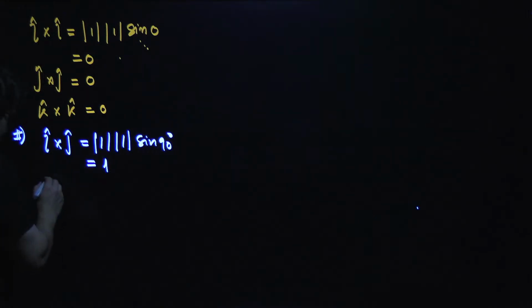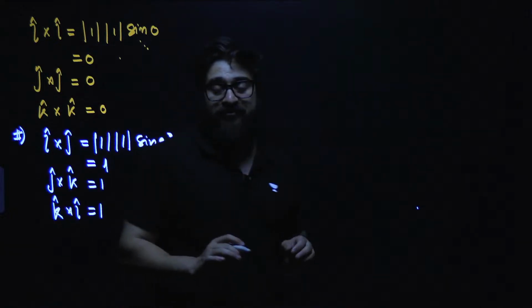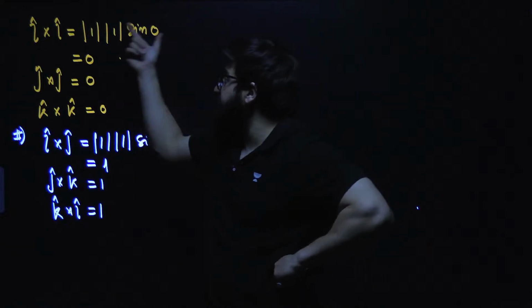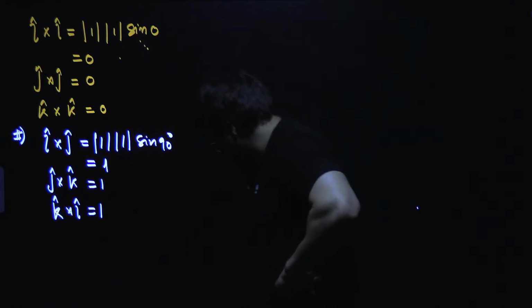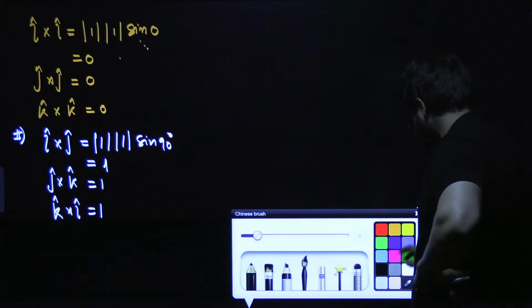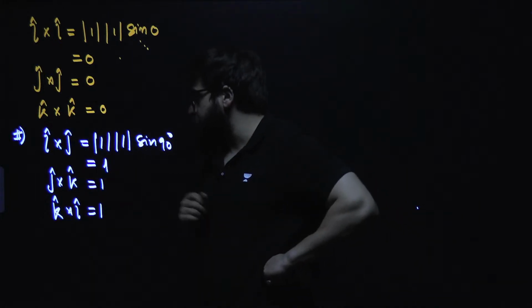And similarly, J cross K is also 1. And similarly, K cross I is also 1. So remember this, my dear friends: when it comes to I cross I, that is 0. J cross J is 0. K cross K is 0. And when it comes to I cross J, that is 1.